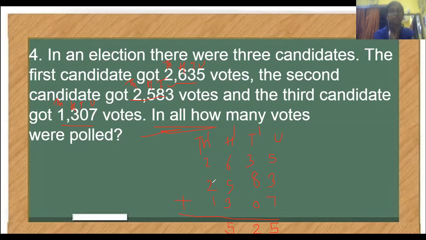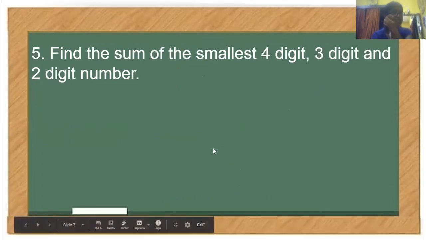2 plus 2 is 4. 4 plus 1 is 5. And 5 plus 1 carryover is 6. So the total number of votes that were polled is 6,525. Clear? Please do this in your notebook. And this is, I guess, the last question. Let's read the question first.